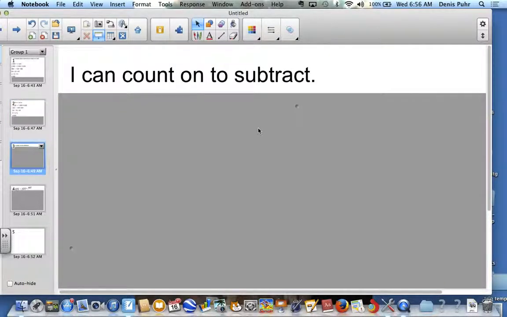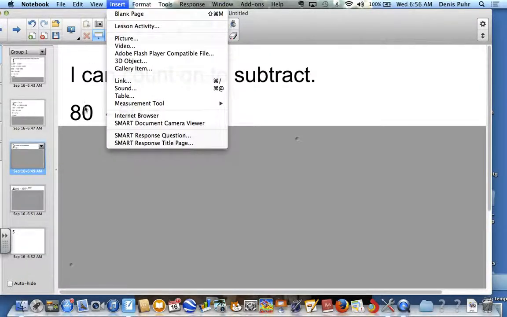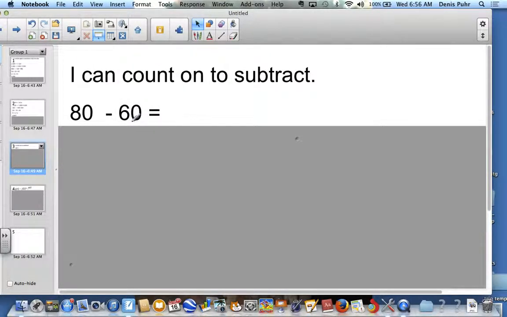Our other I can statement is that I can count on to subtract. This is very useful with money. For example, if I had 80 minus 60, the answer is going to be 20, but let's look at how we get that. We want to use counting on. We want to start with the number in the second spot there, the 60. And then we want to count up or count on till we get to 80.